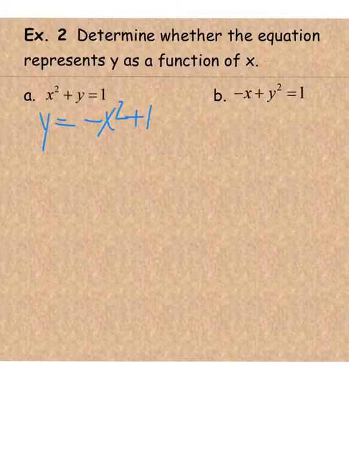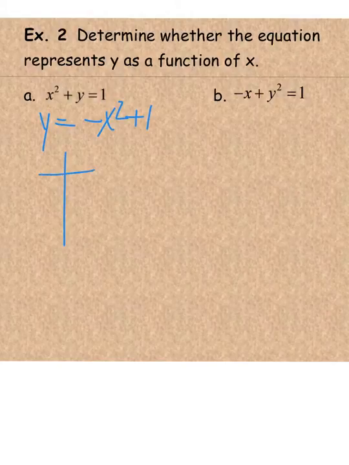Here we'll make it a little more challenging, and we're going to determine whether the equation represents y as a function of x. So we have two equations here. We'll start with example A. We'll solve this equation for y, which will give us y equals negative x squared plus 1. You should remember from algebra, if our equation has the highest exponent of 2, the degree is 2, that would be a parabola. A negative 1 is in front of our x squared term. That means the parabola opens down.